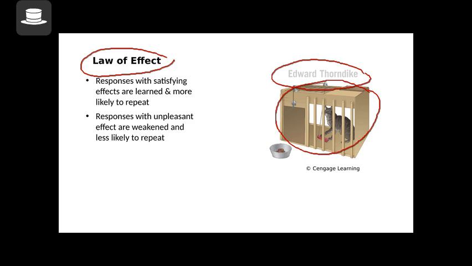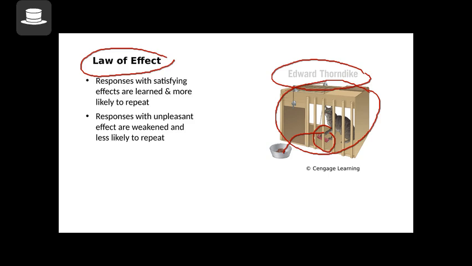He was primarily interested in learning in animals, and typically in his experiments he would put a cat in a cage box and there would be food outside the cage. The cat would be inside the cage. The point here is that the cat has to learn to press this lever, which opens the door in order to get to the food.